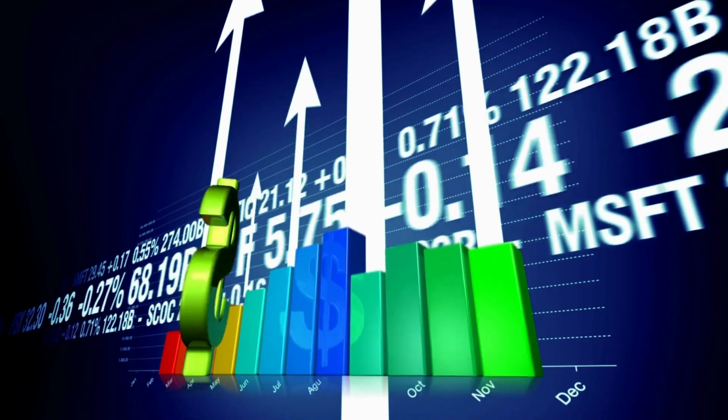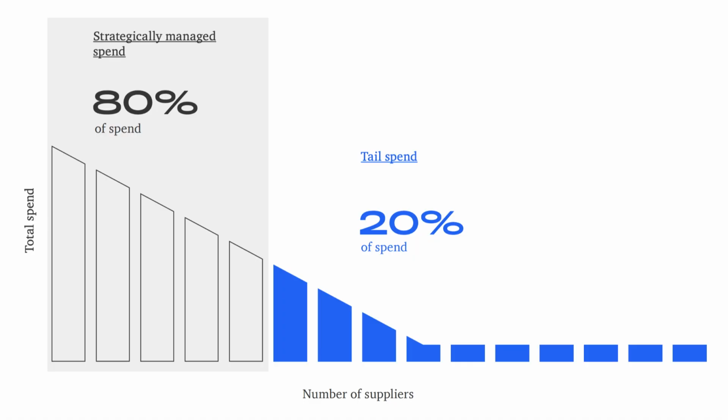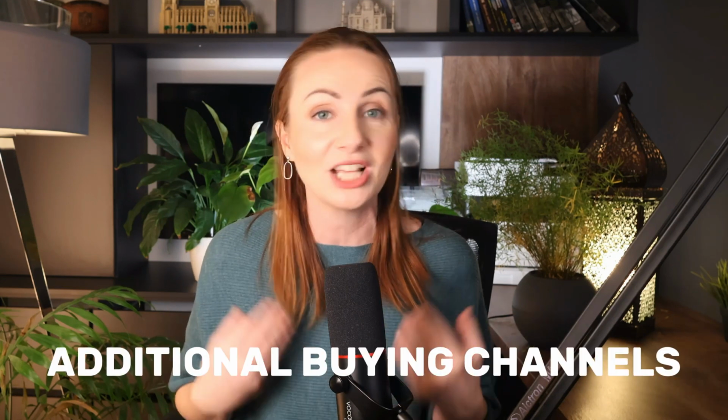Most companies identify their tail spend by setting a spend threshold, a specific dollar value below which transactions are classified as tail spend. For example, a company might consider all transactions under $50,000 as tail spend. But here is the thing. For companies with smaller procurement teams, that unmanaged spend could actually be higher than the typical 20% of total spend. On the flip side, for companies with larger procurement teams or additional buying channels, that threshold might be lower.